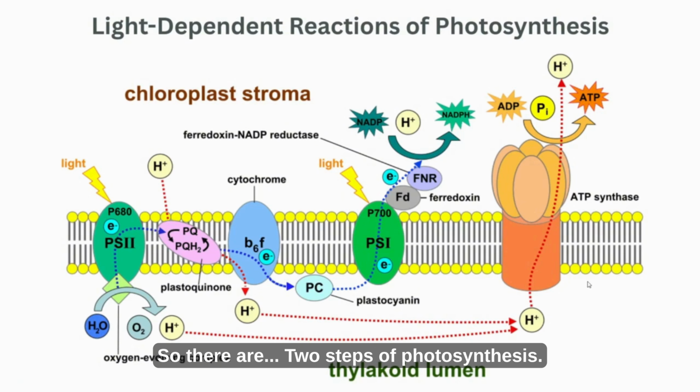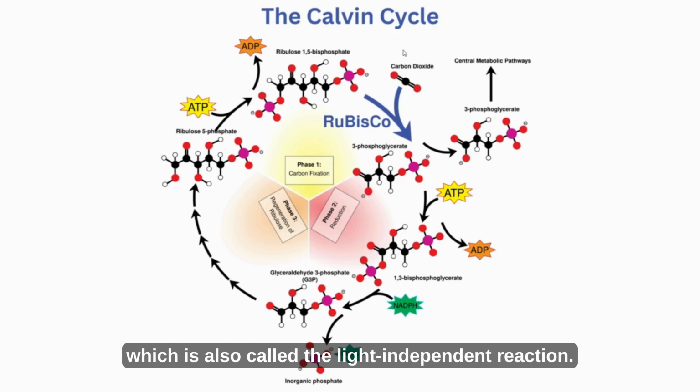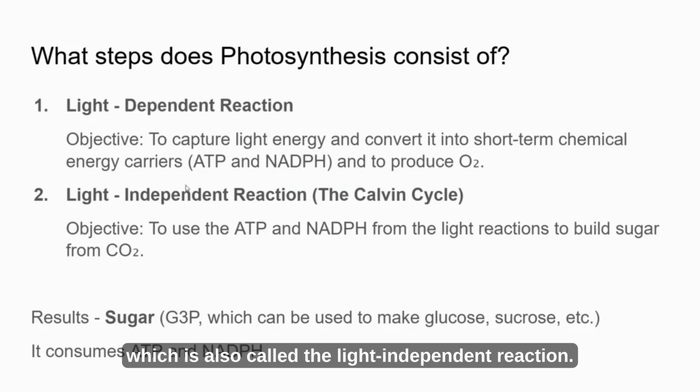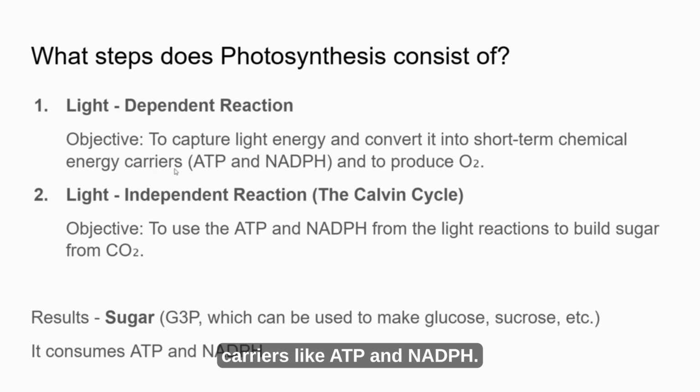So there are two steps of photosynthesis. The first step is the light-dependent reaction, and the second is the Calvin cycle, which is also called the light-independent reaction. The light-dependent reaction, for short, captures light energy and converts it to short-term chemical energy carriers like ATP and NADPH, and also produces O2.